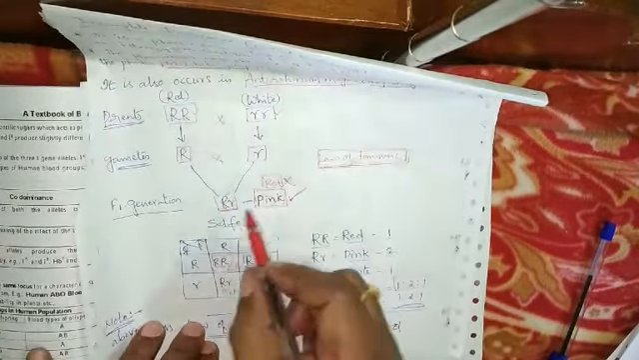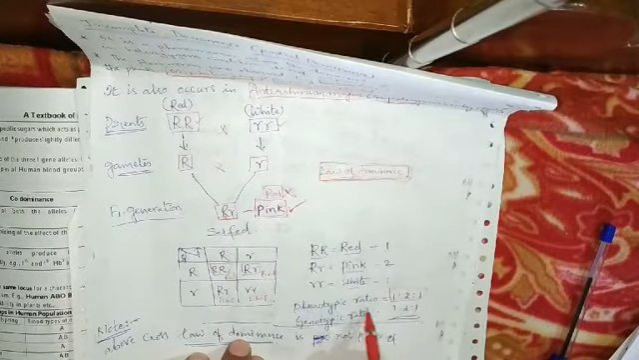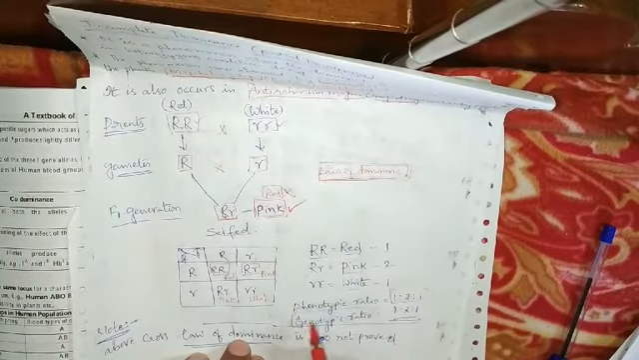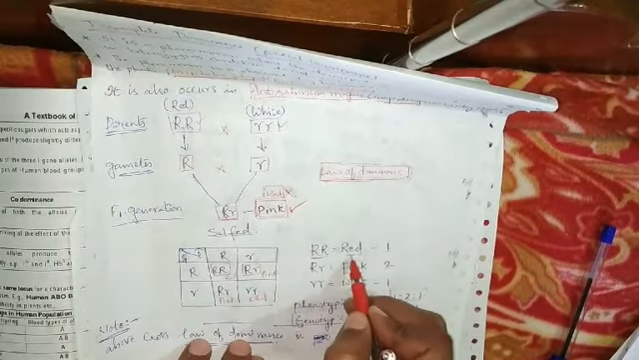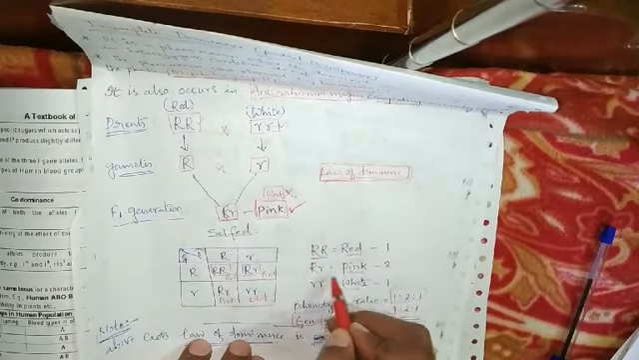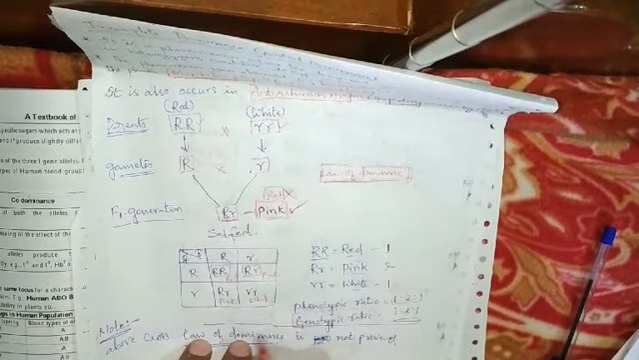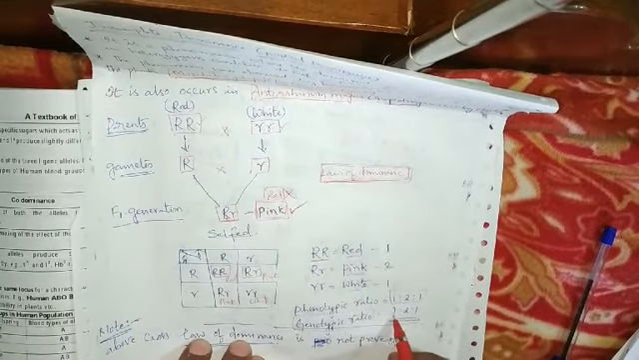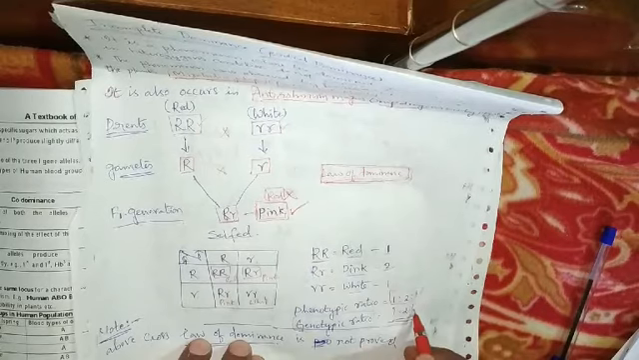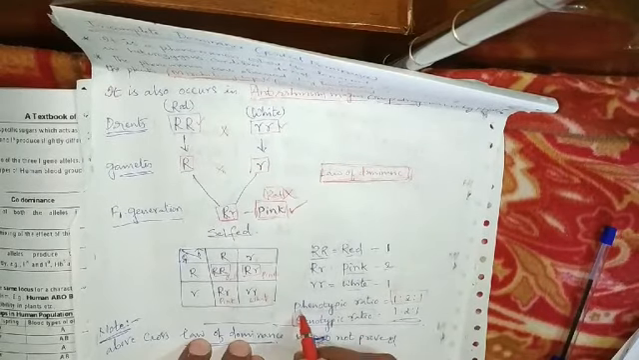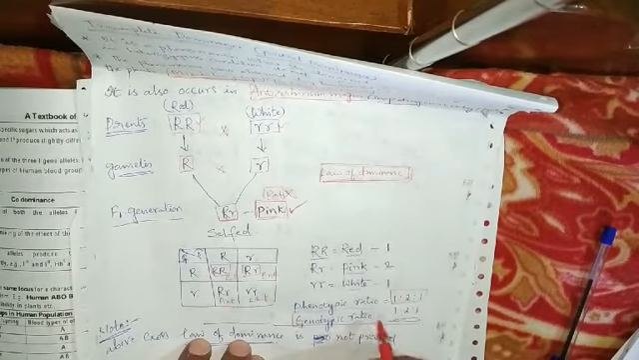And the genotypic ratio we can see here. Genotypic ratio means what? Homozygous red 1, heterozygous pink 2, homozygous white 1. So according to this also it is a 1:2:1 ratio. So here the phenotypic ratio and the genotypic ratio are the same.